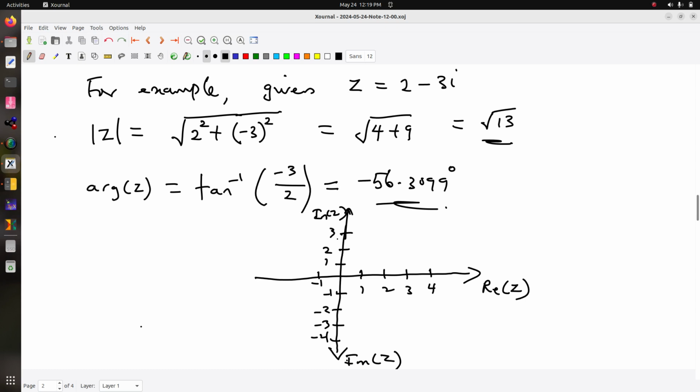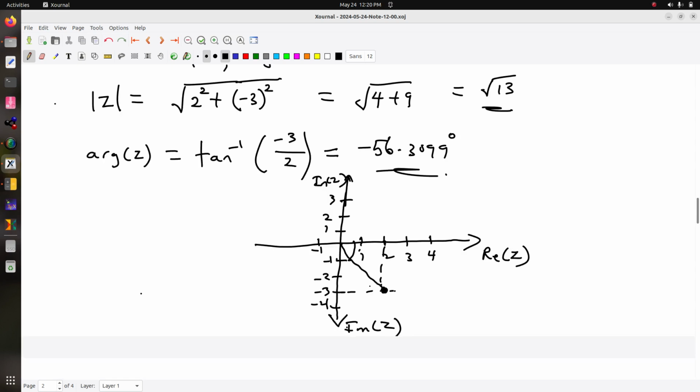So here the real part of z is 2. So 2 here. And the imaginary part is minus 3. So this is minus 3. And this is 2. So the point is here. Okay. Now this is the modulus, and the modulus is square root of 13. And the argument is this argument here. So it is minus 56.3099. So this is the argument here.